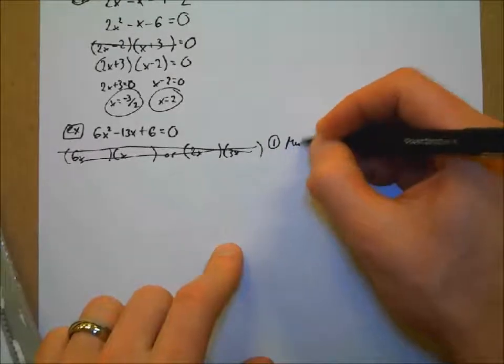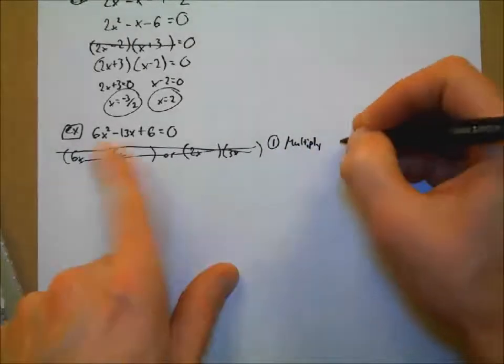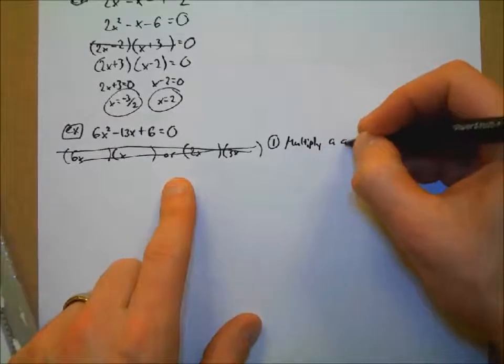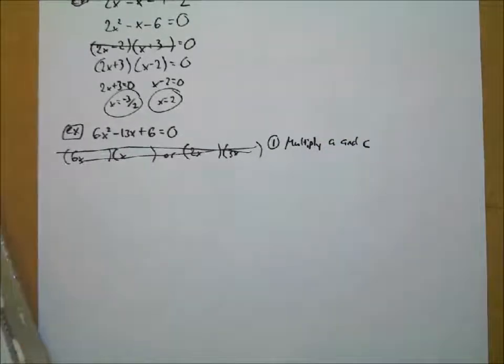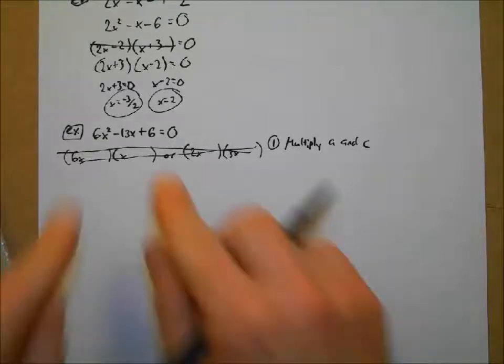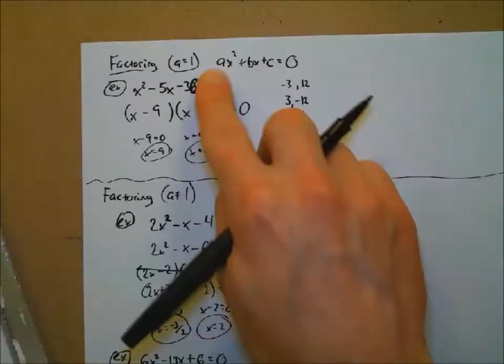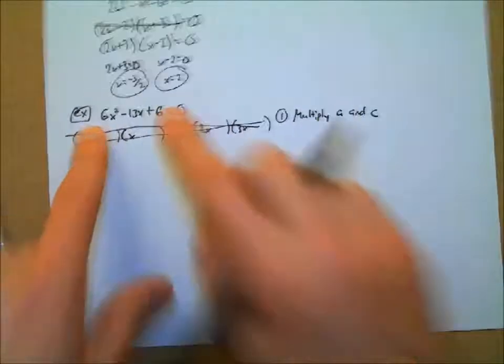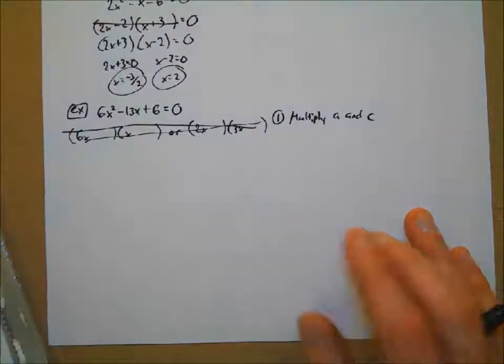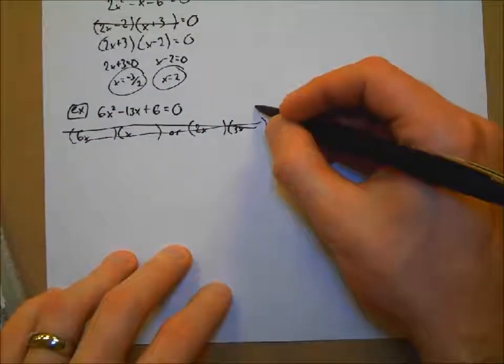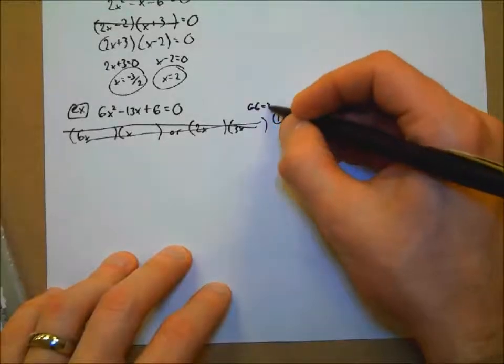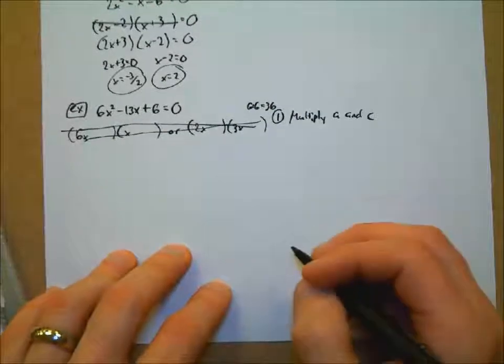One way to make this easier for ourselves is if you multiply A and C. What do I mean by A and C? A is the lead coefficient. It's ax squared plus bx plus c. So the A and the C are 6 and 6, so we get 36. 6 times 6, 36.